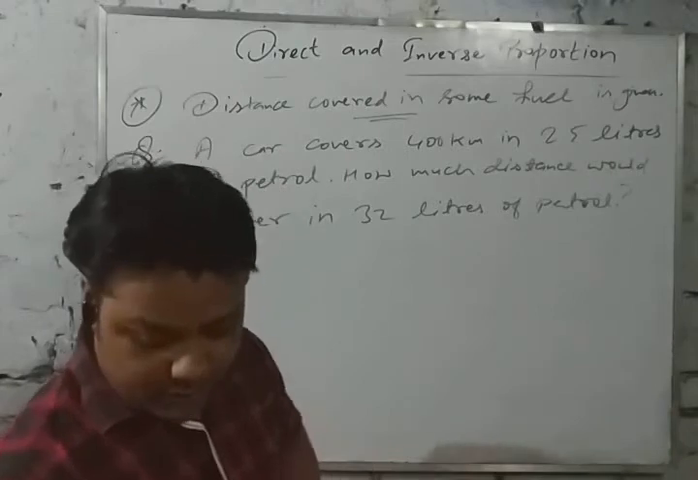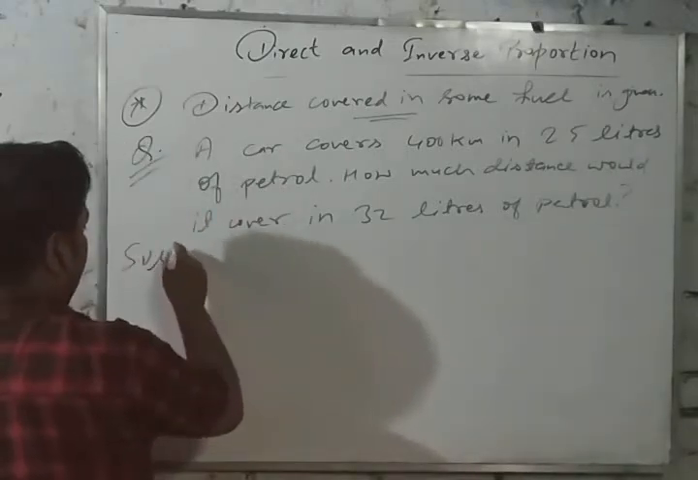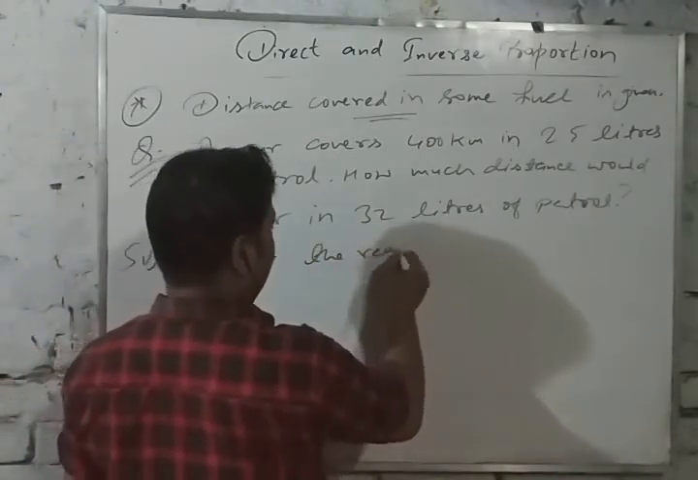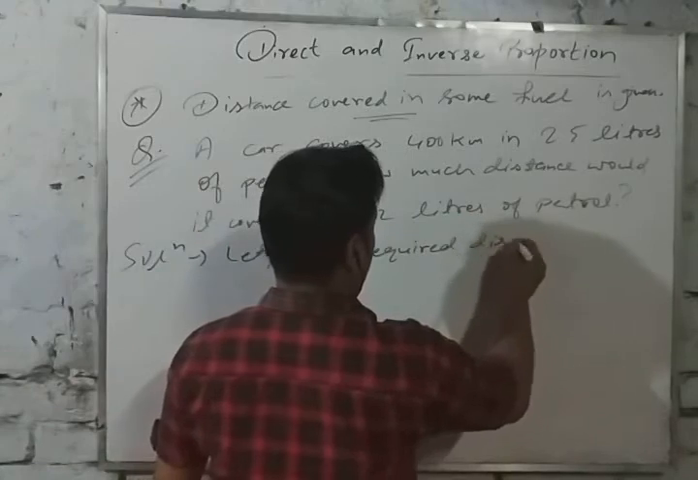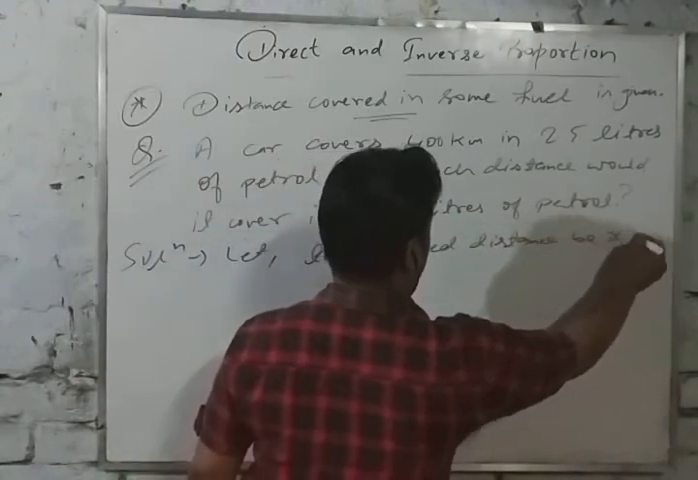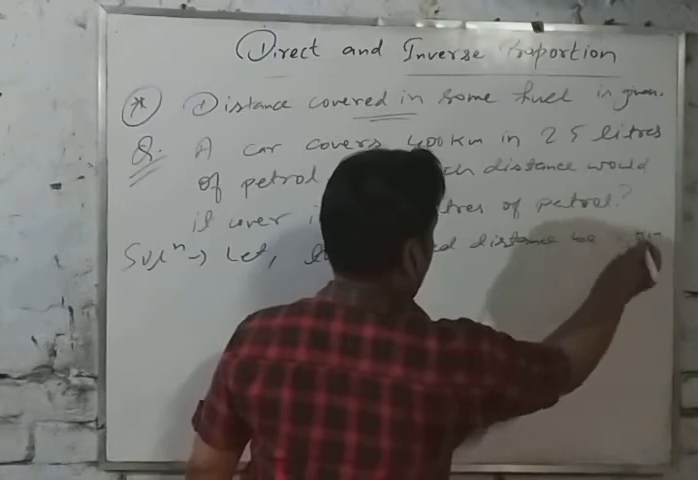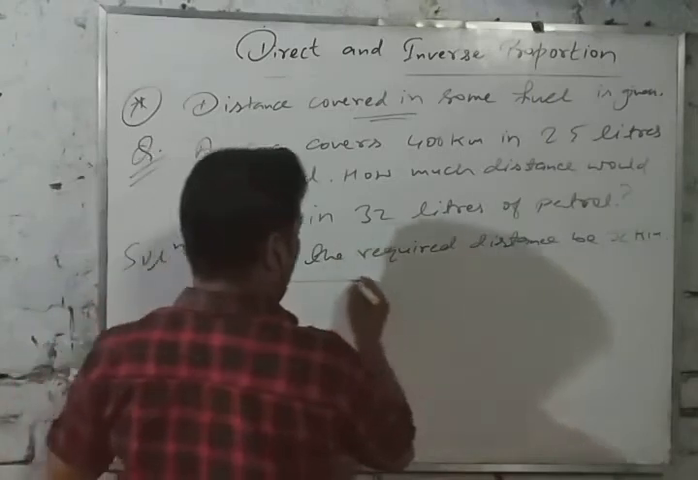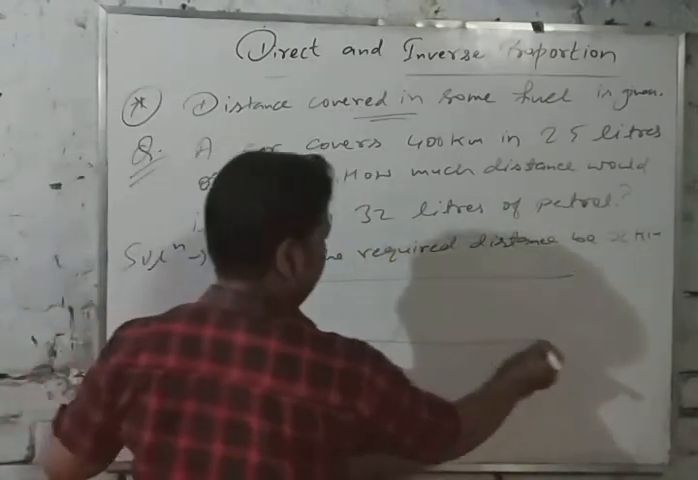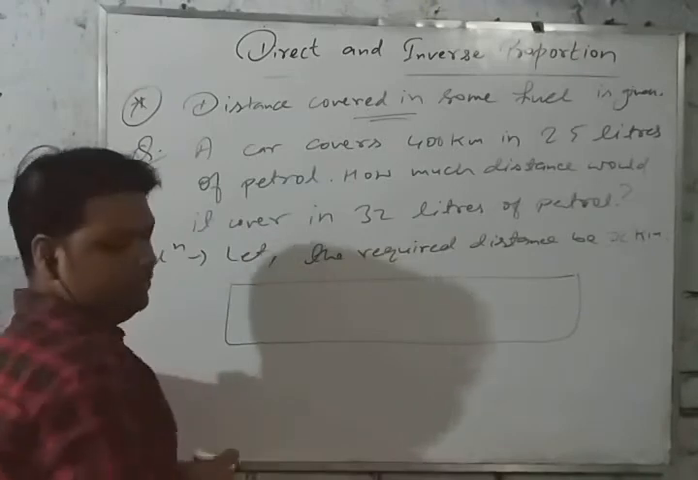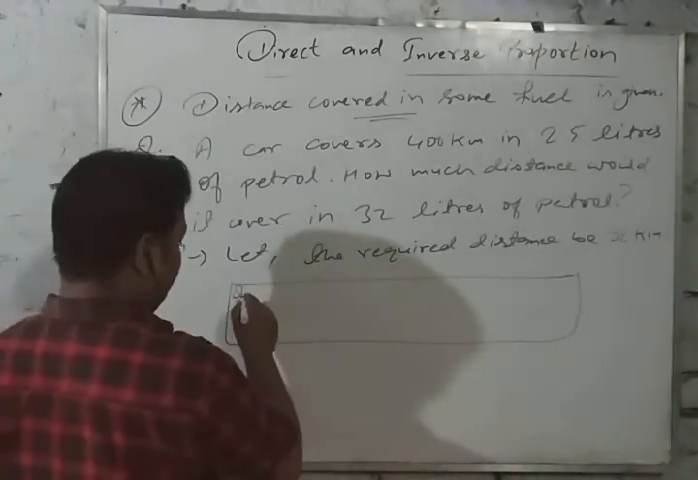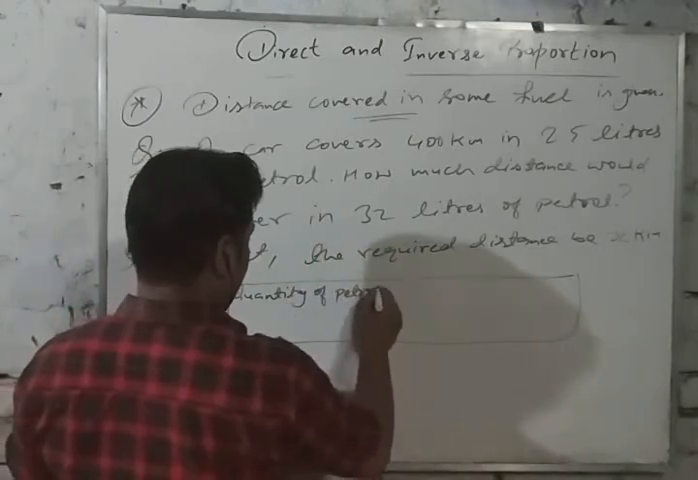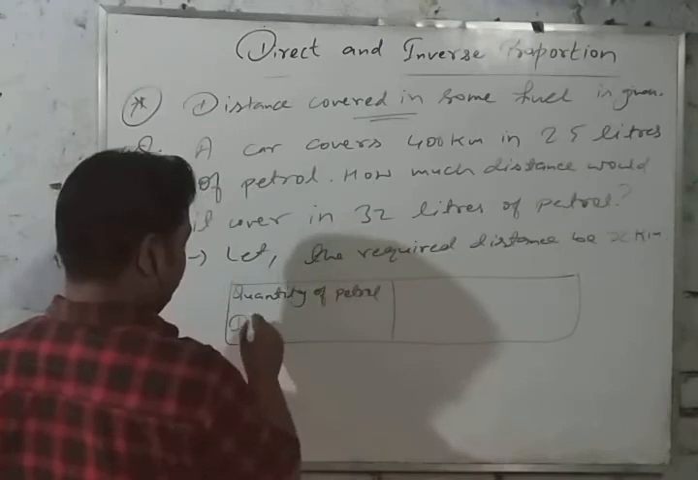So at first, in the solution, let what we have to find be the distance. We will write: let the required distance be x kilometers. Then we will draw a box at first. In the first row we will write quantity of petrol and distance covered.